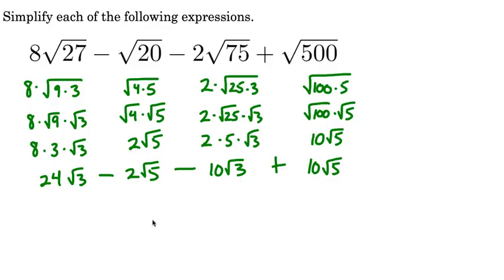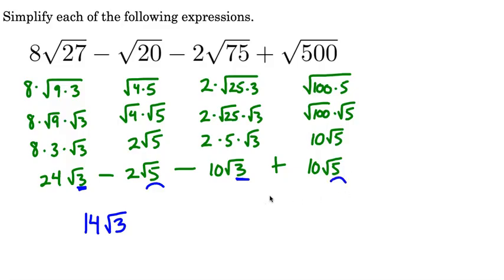Okay, so let's identify our like terms. So radicand of 3, radicand of 3. So those two terms are like terms. So we combine their coefficients. So 24 minus 10, 14 square root of 3. And then we have 5 and 5.